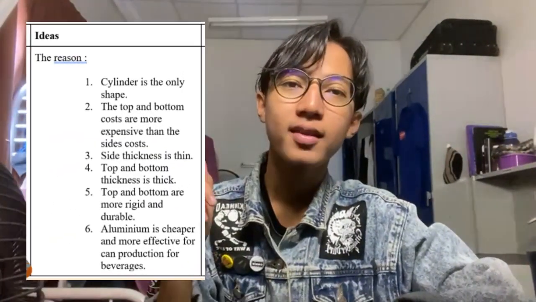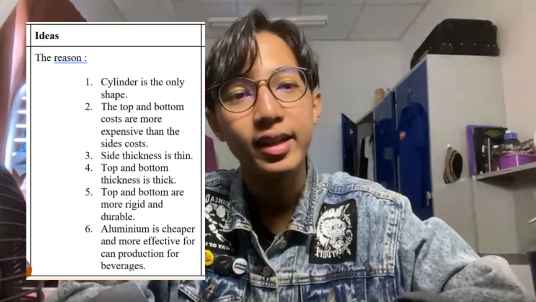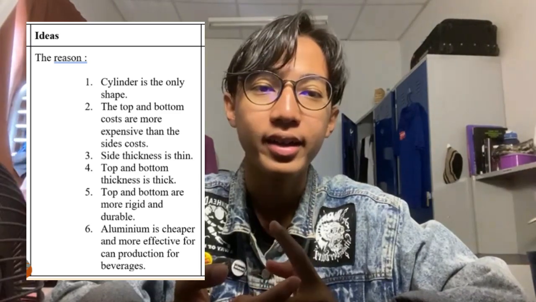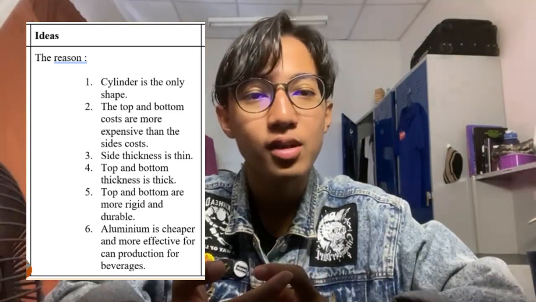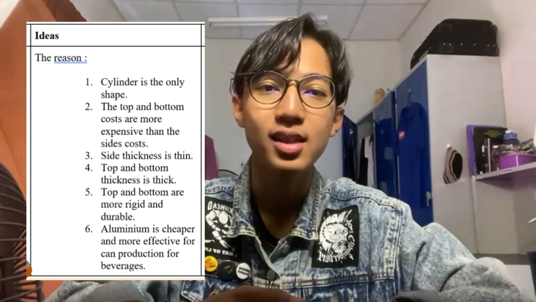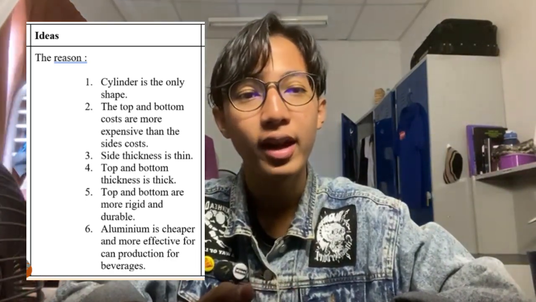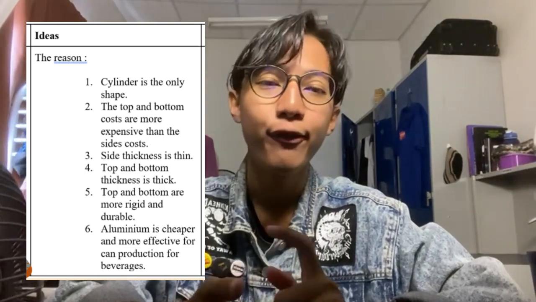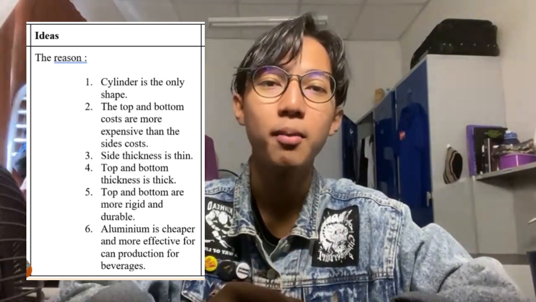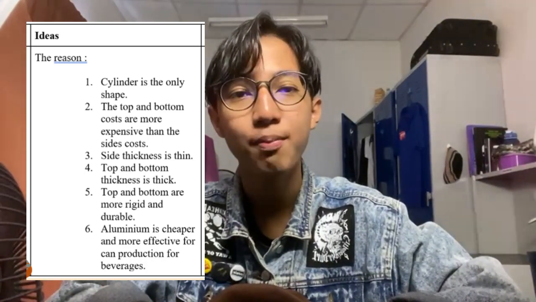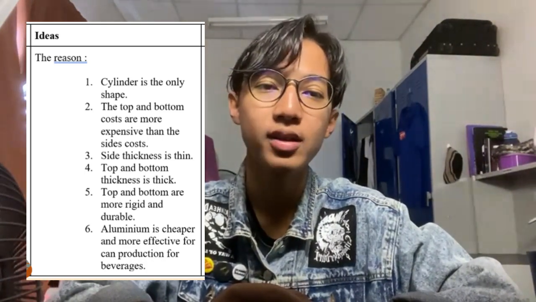Now let's move on to the ideas. The first one is the cylinder is the only shape that we have. The second idea is the top and bottom costs are more expensive than the sides. The third idea is the side thickness is thin. The fourth idea is the top and bottom thickness is thick. The fifth idea is the top and bottom are more rigid and durable. The sixth is aluminium is cheaper and more effective for can production for beverages.